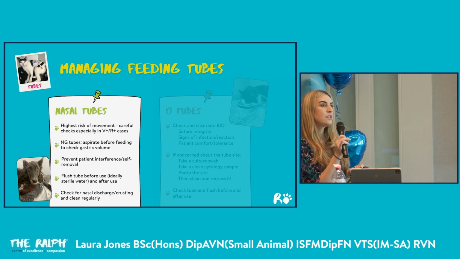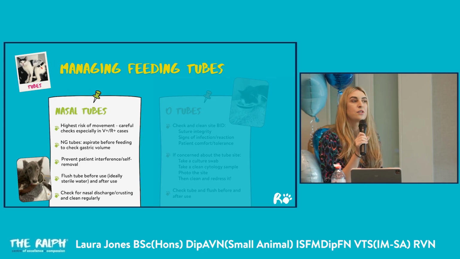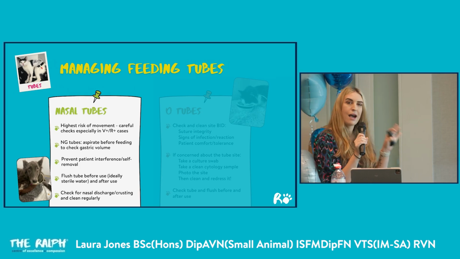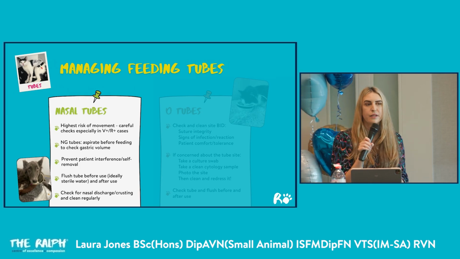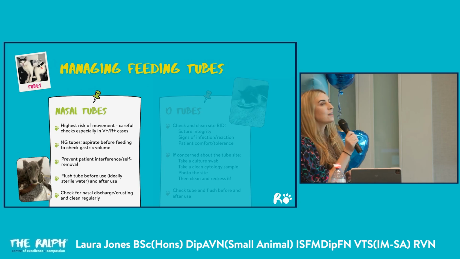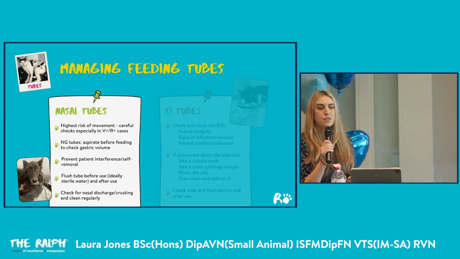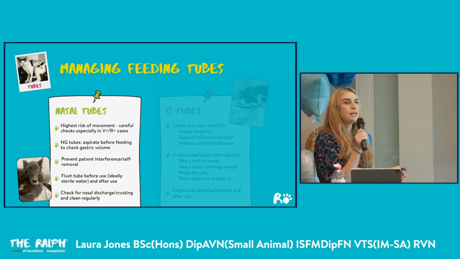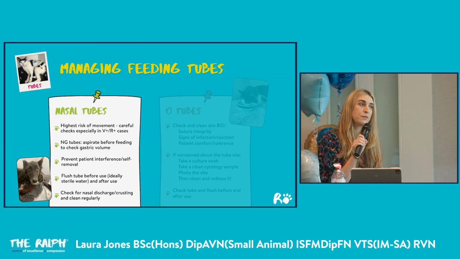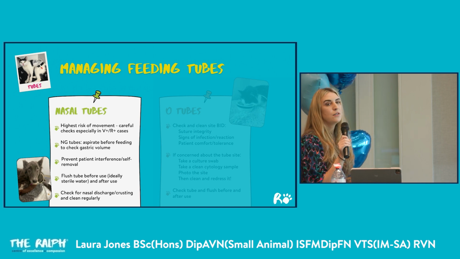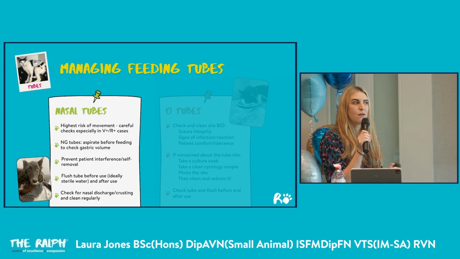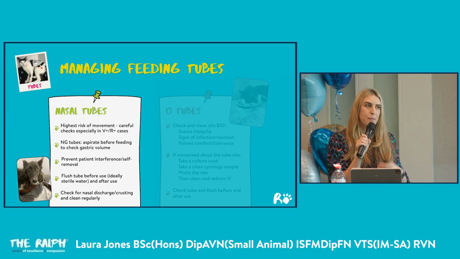If there's any concerns that your tube might not be in the right place, don't use it and take an X-ray. That's the best way that we can document that we're happy and that nothing's moved. With nasogastric tubes, ideally aspirate them before you feed so that you can check how much volume is sitting in the stomach, because if there's lots of content in there already, that might mean that it's not appropriate to feed that patient right now. It might mean that we need to give them less food, or it might mean that the vet needs to review the medication and maybe add in something like metoclopramide if the GI motility is slow.